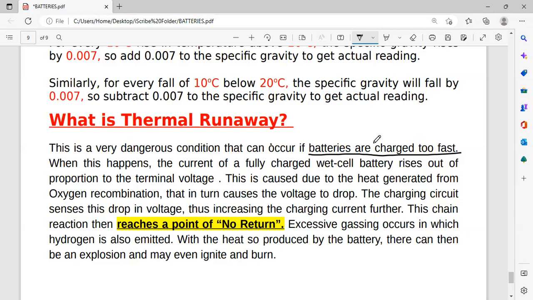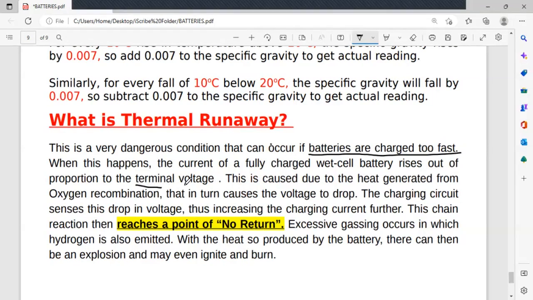Okay, batteries these days, nobody has the time to wait. Pura full charge. Why are your mobile phones catching fire? Aajkal, within a very short time, your mobiles also are charged very fast. Too fast. What happens when they charge too fast? The current of a fully charged wet cell battery, whether it is a wet cell or any of those batteries that are being used for your EVs, rises out of proportion with the terminal voltage.